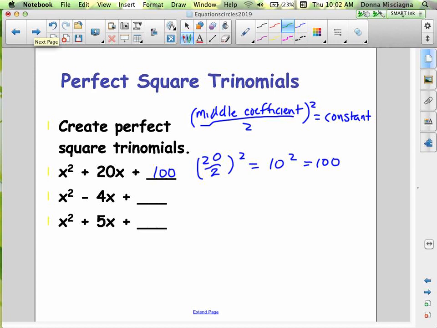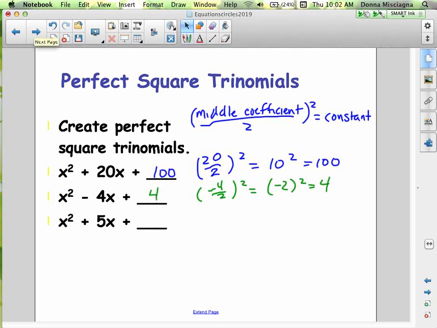All right, so I'm going to take the second one. I'm going to take negative 4 divided by 2 and square it. Negative 4 divided by 2 is negative 2. Negative 2 squared is 4, and that's our missing term. Notice that last term is always going to be positive, because when you square a number, whether it's positive or negative, it turns out positive.